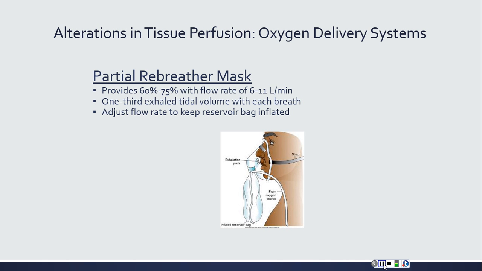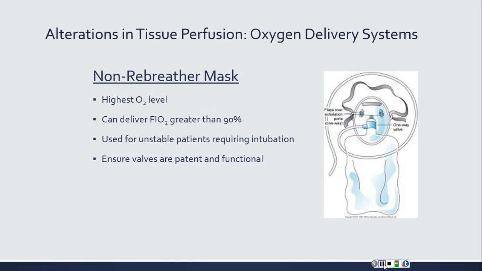All right, and then finally we've got our non-rebreather. This is the highest oxygen level. It can deliver FiO2 greater than 90%. It's used for unstable patients requiring intubation. Usually if you've got a patient on a non-rebreather, the next step is intubation. Okay, so we're either going to try to get them off of that and bring them down a little bit, or get them intubated. Okay.